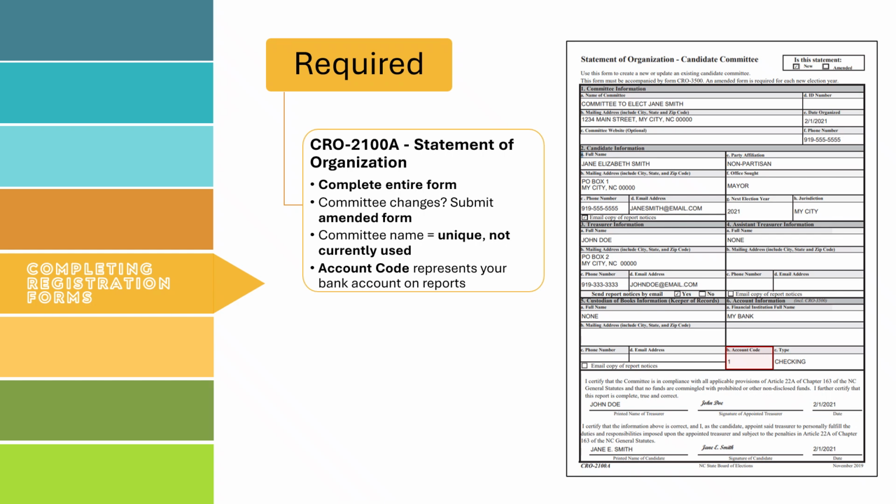The account code is created by you and can be any combination of letters and numbers, but it should be easy to remember. For example, you might use a single number, you might use your initials, or your address number, or your area code. If you plan to only spend personal funds on your campaign, you can put self-funded in box A. The last section requires both the treasurer and the candidate to sign and certify that the form is complete, true, and correct.